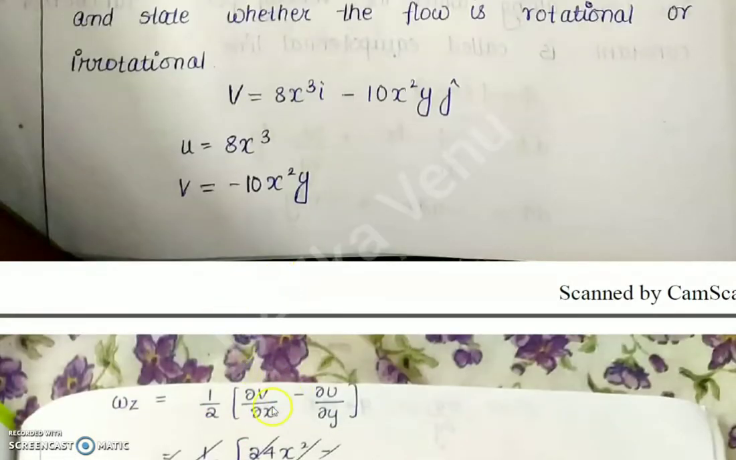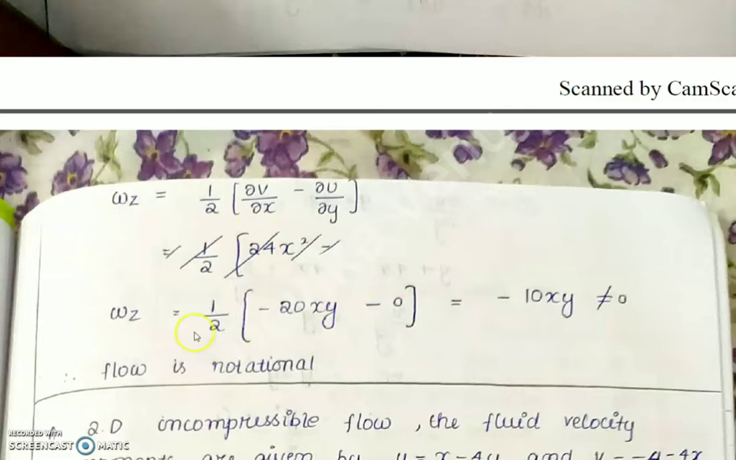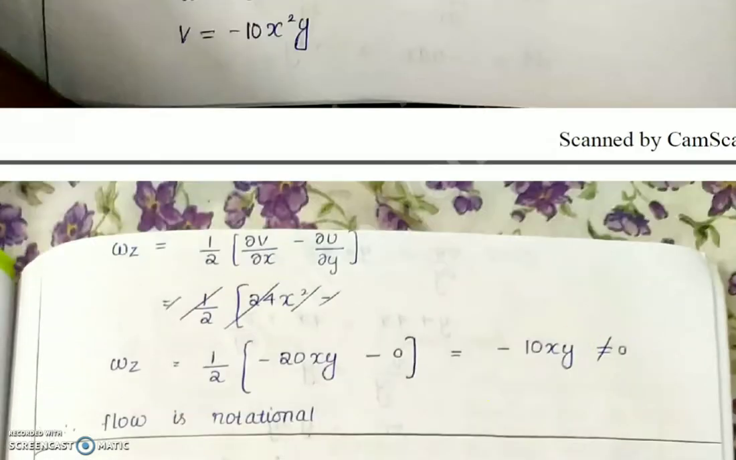See here, dou v by dou x is minus 20x into y minus dou u by dou y. There is no y term here, so it will be 0. So here minus 0, so here it is minus 10xy. You know that there is a value here, it is not equal to 0, which means that it is a case of a rotational flow. Why? Because the value of rotational component is not equal to 0. Okay, I think this is clear to you.